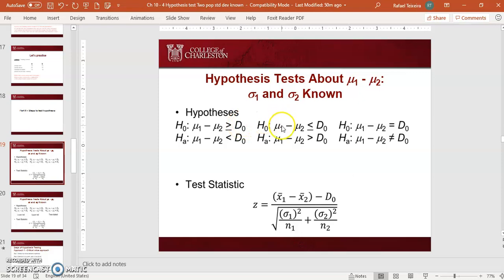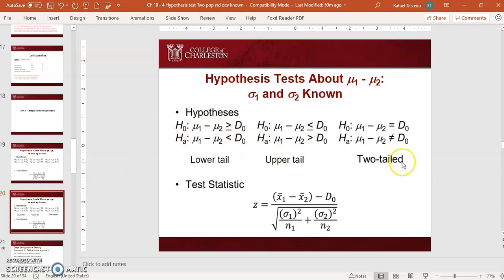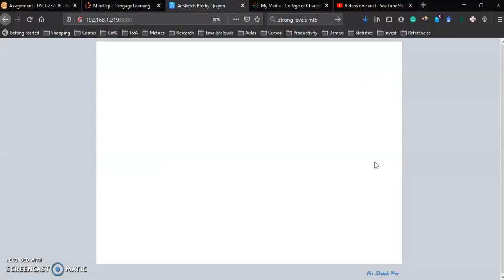We can have the difference in the population means be smaller than 0, or we can have the difference equal to 0 or different than 0. Let me show you. This case is the lower tail case, this is the upper tail case, and this is the two-tail case. Let me show you something here.